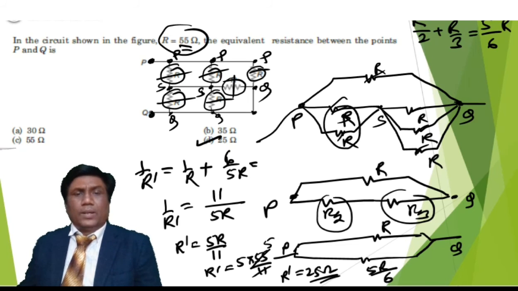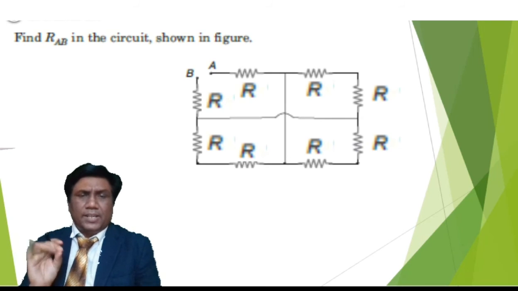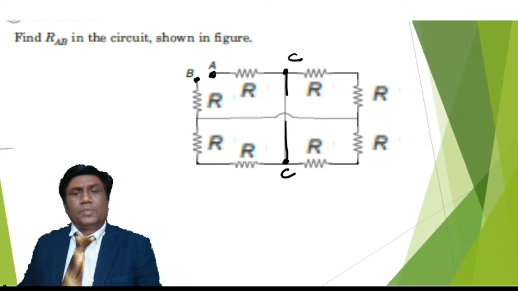So the basic theory is just the series combination definition and the parallel combination definition. And lastly you can discuss this also. Say this is the point A and this is the point B. I need to find out the resistance between A and B. This point's potential is A, this point's potential is B. Say this point's potential is C. As it is a metallic wire, this point's potential also will be C only.